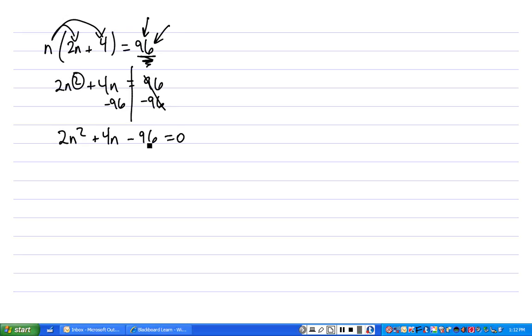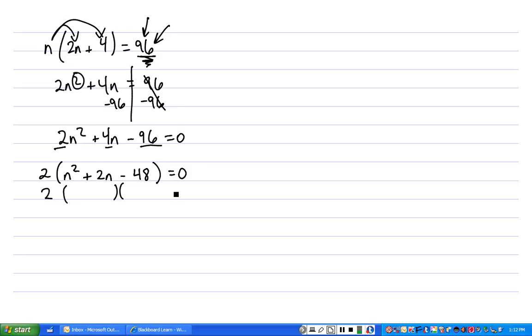Now, before I get to the factoring, because it's quadratic equal to 0, it's in the form that I want. But what I notice is that all of my coefficients are even. So I can pull a 2 out. If I factor a 2 out, I'm left with n squared plus 2n minus, what is this, 48, equal to 0. So I keep my 2 on the outside.